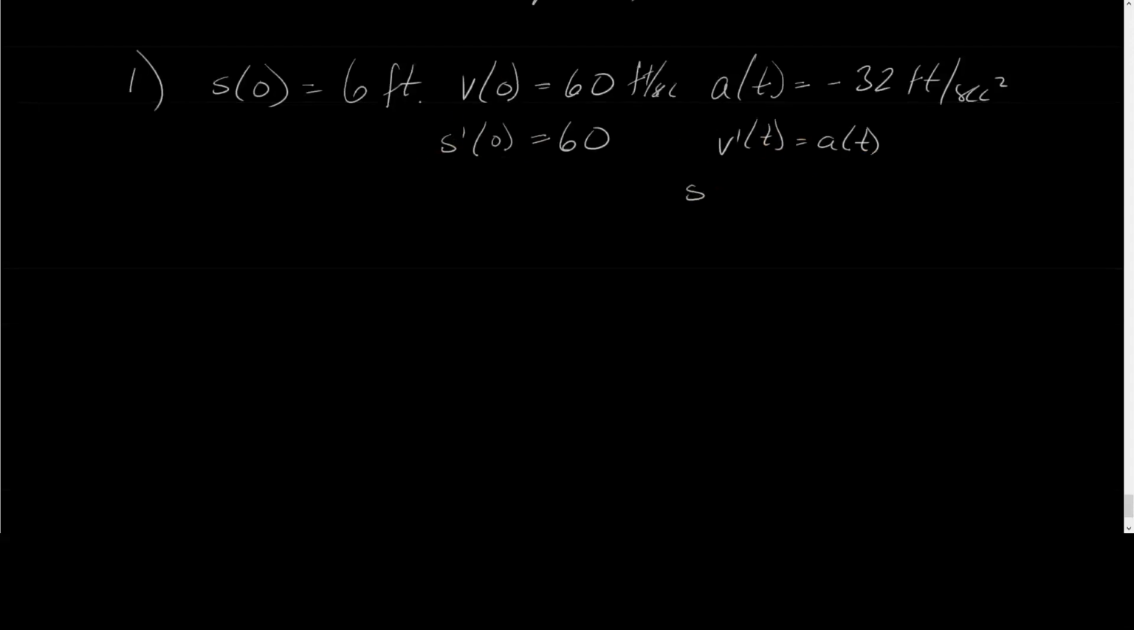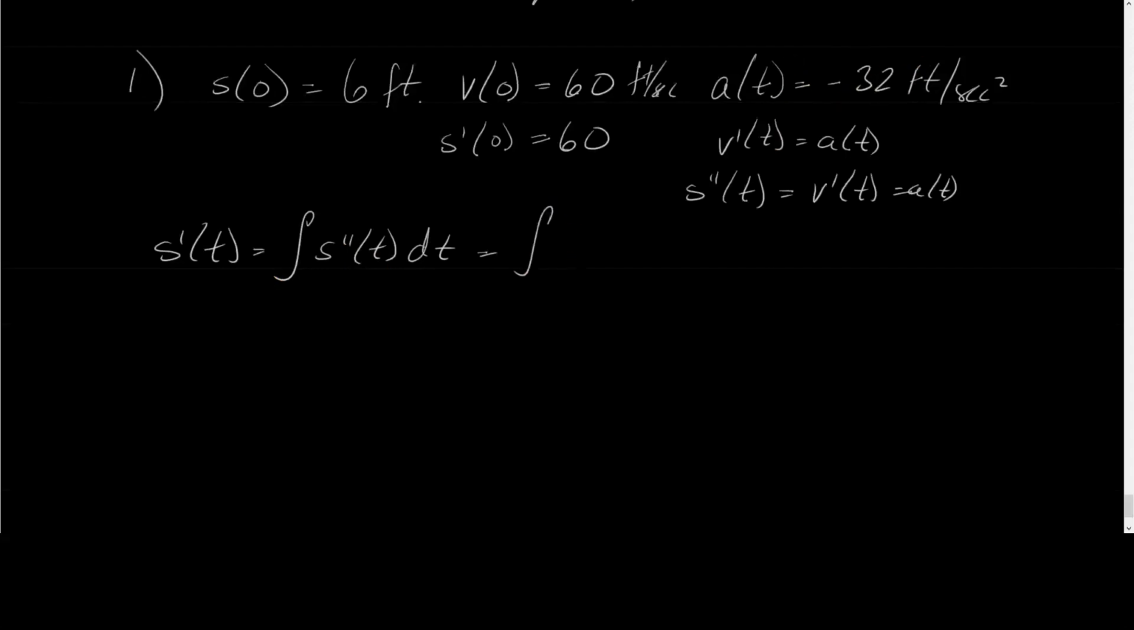So this is telling us that s double prime of t equals v prime of t equals a of t, right? So we've got enough information now to figure out what the position function s of t is. We're going to start by saying s prime of t would be the antiderivative of s double prime of t dt. In this case, s double prime of t is just our acceleration function, so it's the antiderivative of negative 32 dt, giving us negative 32t plus c.